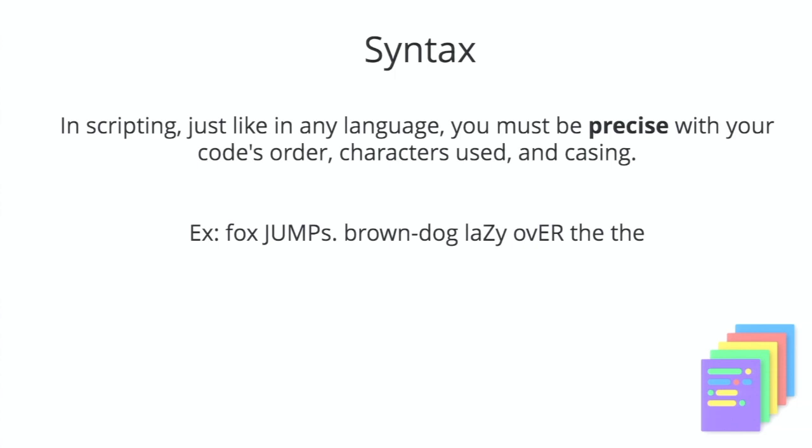Now, the thing that's important to remember when we're talking about coding, or any kind of scripting, is syntax. Just like in any language, you must be precise with the way that you order your code, the characters you're using, and the casing. Here's an example of some crazy syntax in English. This is an English sentence that is written in a very strange way because it's not following any rules of syntax. It's just completely made up gibberish that I put together. It's hard to understand this, even if you are a native English speaker.